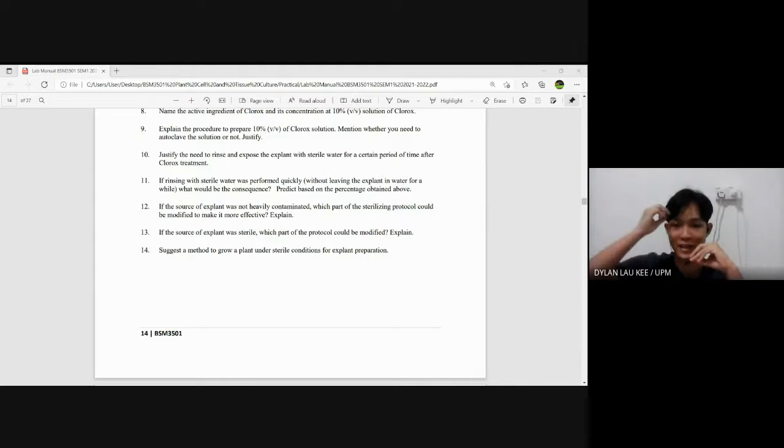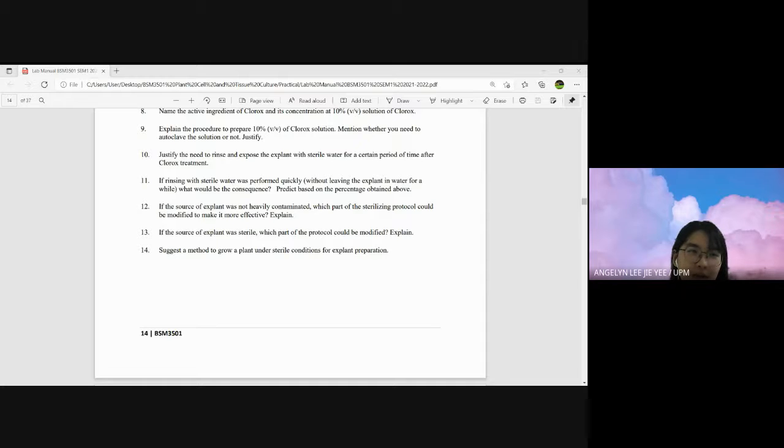Okay. Anyone has anything to add on or any other question? No. I have another opinion. Maybe my opinion is quite simple. Maybe before we start the experiment, we need to make sure all the glassware is sterilized, and then we prepare the medium and autoclave all the medium, and then we sterilize the surface of the explants and transfer to the sterile jar so that it will grow into a plant later. Yeah, that's my opinion.